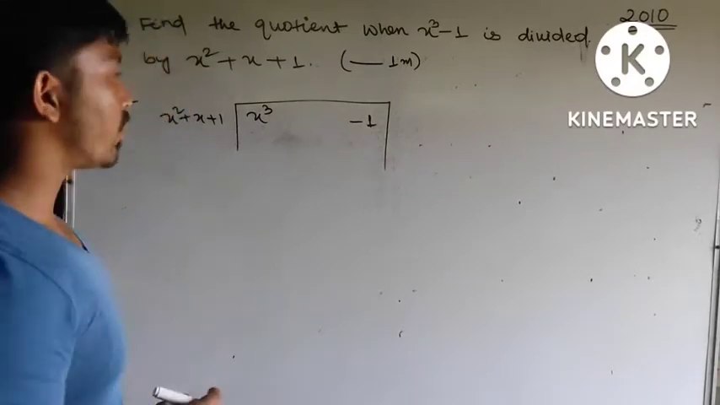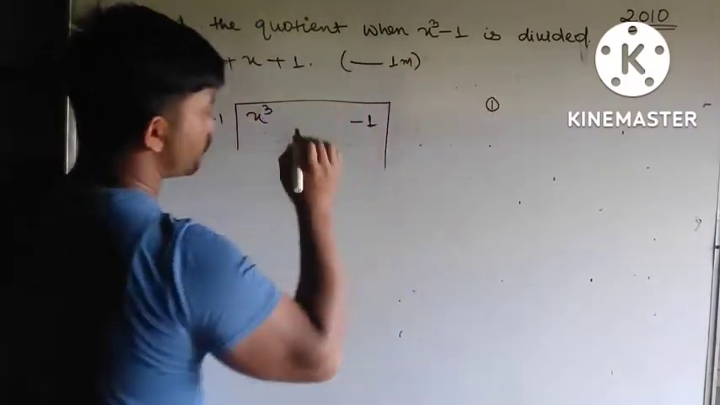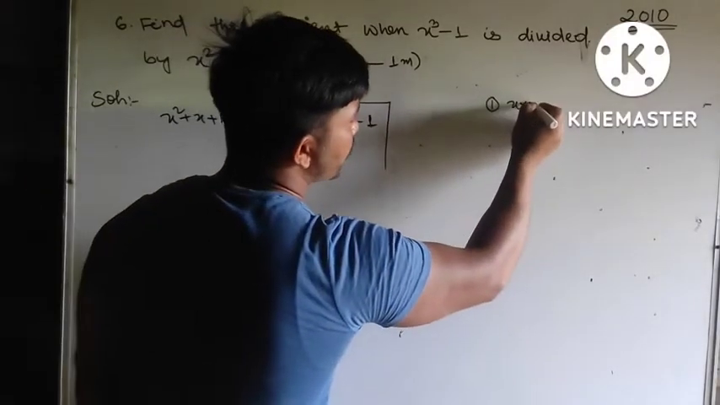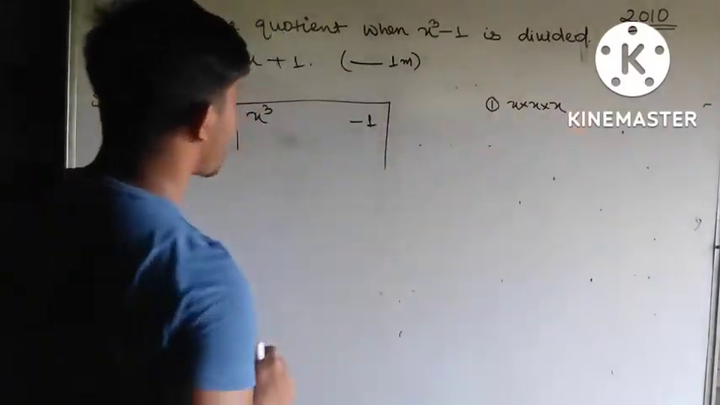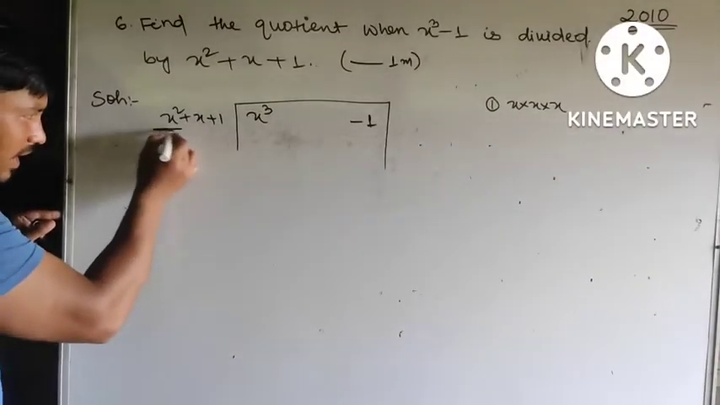Okay, so we are going to divide in this way. Let's see. First, what are we going to do? We are going to take this x cube. So x cube means I can write x into x 3 times. X into x is x square into x is x cube. This x cube will be divided by this first x square.